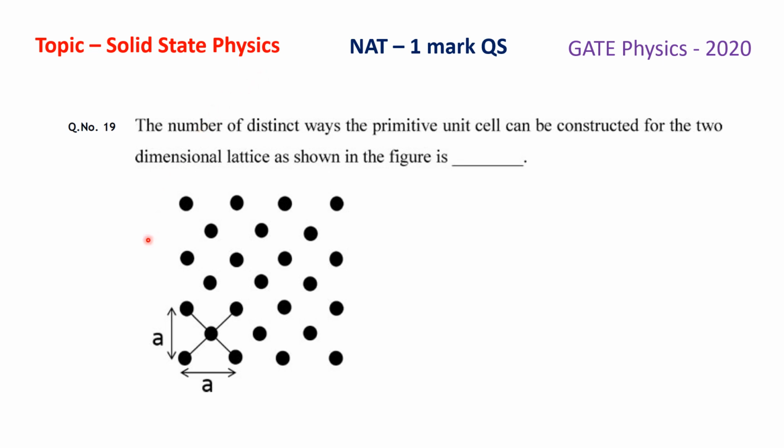So in the question, a two-dimensional lattice structure is given. The question is: the number of distinct ways the primitive unit cell can be constructed for this two-dimensional lattice, as shown in the figure, is. So we have to find how many ways we can construct the primitive unit cell with this two-dimensional lattice structure.